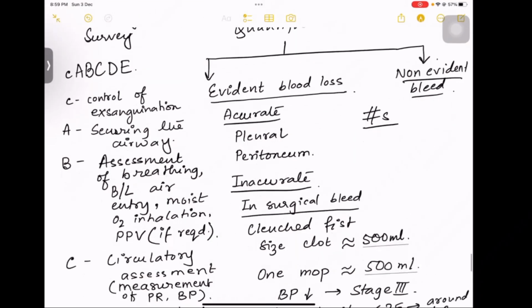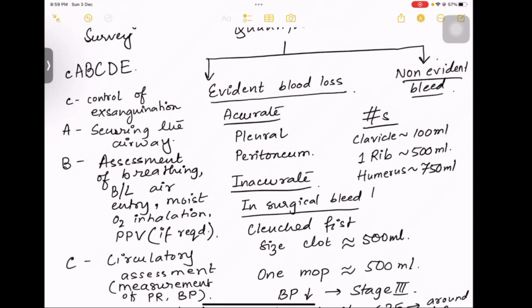There are some non-evident methods of blood loss estimation as well. Suppose there has been a clavicle injury. That implies there is 100 ml of blood loss. One rib injury, 500 ml of blood loss. If there is a fracture or injury to the humerus, that implies 750 ml of blood loss. And if the shaft of the femur is injured, then that is 1.5 liters of blood loss. And finally, pelvis injury leads to 2.5 liters of blood loss.